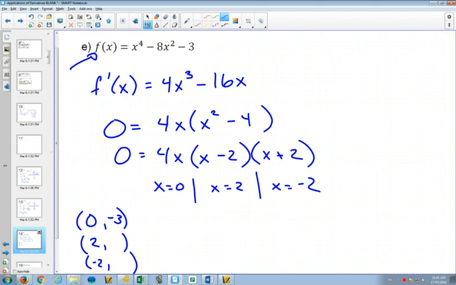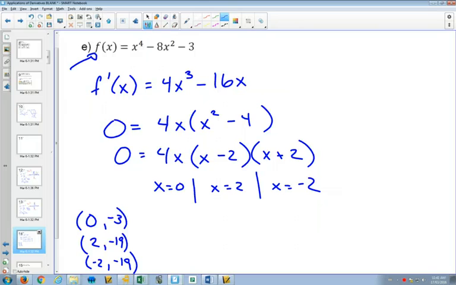If I want to find out what happens with 2, 2 to the 4 is 16, minus 32 is negative 16, minus 3, negative 19. Can you see that plugging in minus 2 will give us the same answer? Because whether it's the power 4 or the power 2, it'll become positive. So this will be minus 19 as well.